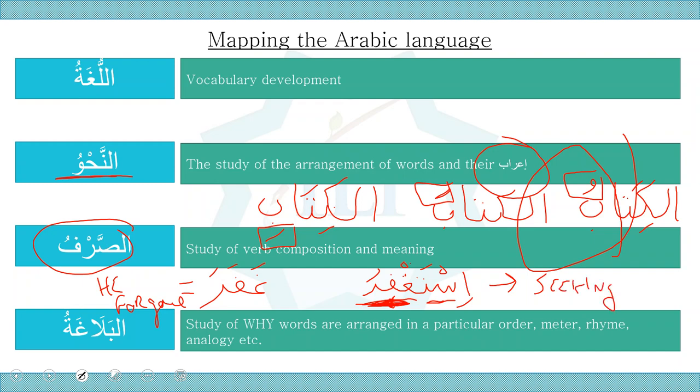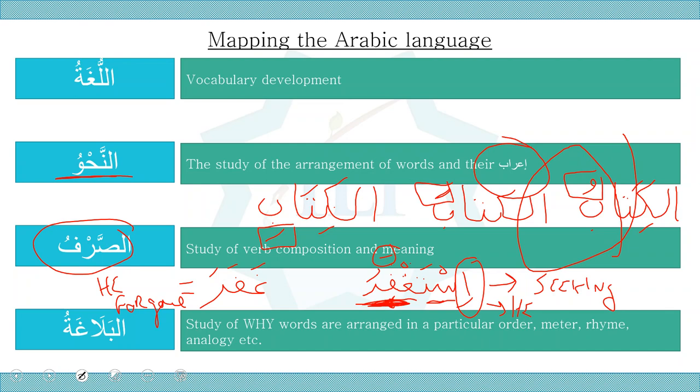So you're seeking something. What are you seeking? Seeking ghafara, seeking forgiveness. But who is seeking the forgiveness? Well, the form is istaghfara, which indicates that he is seeking. He is the subject. Because of the form, we recognize that it's he. And the fatha here indicates that it's past tense. So this one word in the Arabic language is actually a sentence: he sought forgiveness, in the past tense.